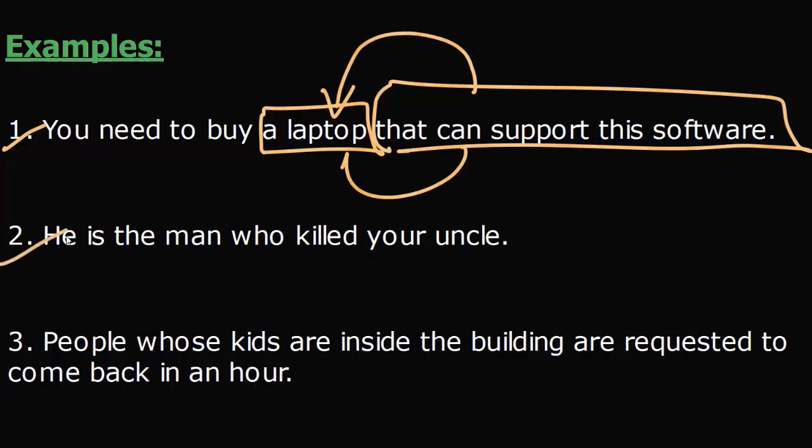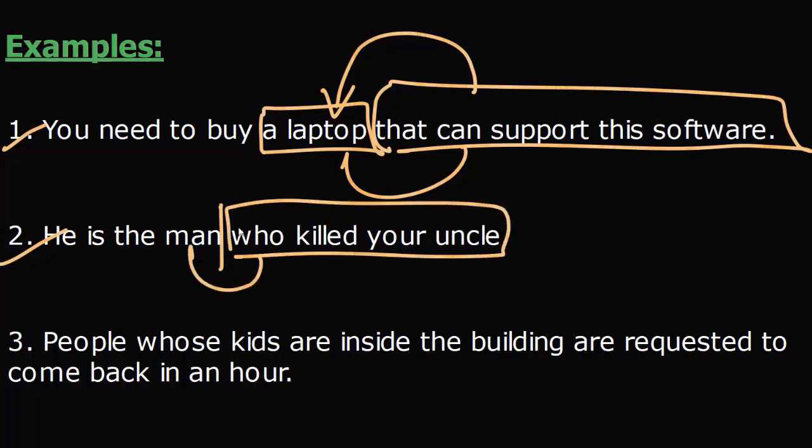Second, he is the man who killed your uncle. He is the man. Which man? Who killed your uncle, right? So who killed your uncle is a relative clause which is giving information about the noun man, helping us identify which man we're talking about. He's the man. Which man? Who killed your uncle, right?